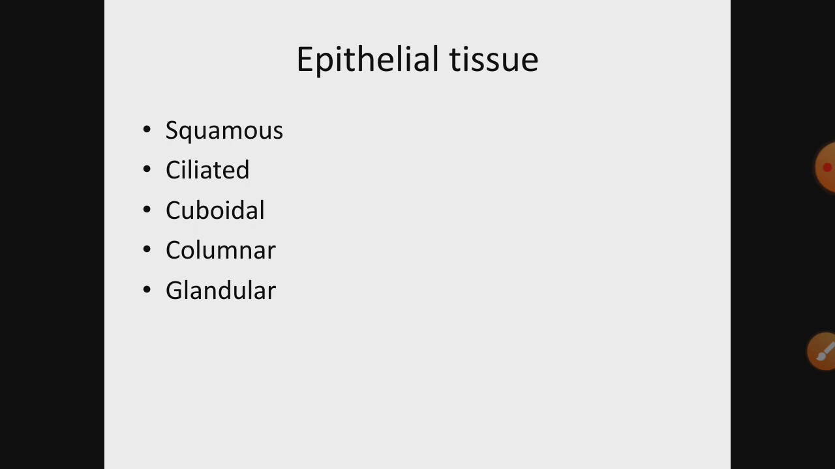As in the case of plants, the plants are covered or protected by the outer covering epidermis. Similarly, in case of animals, we have epithelial tissue for covering and protection. It protects the body internally as well as externally. It has been further divided into squamous epithelial tissue, ciliated epithelial tissue, cuboidal epithelial tissue, columnar epithelial tissue, and glandular epithelial tissue.